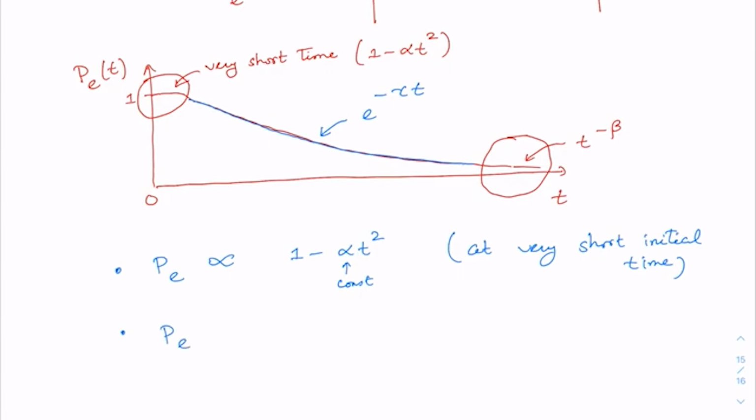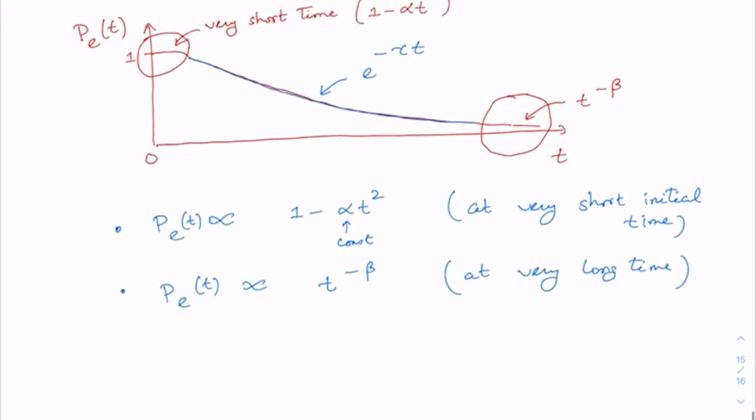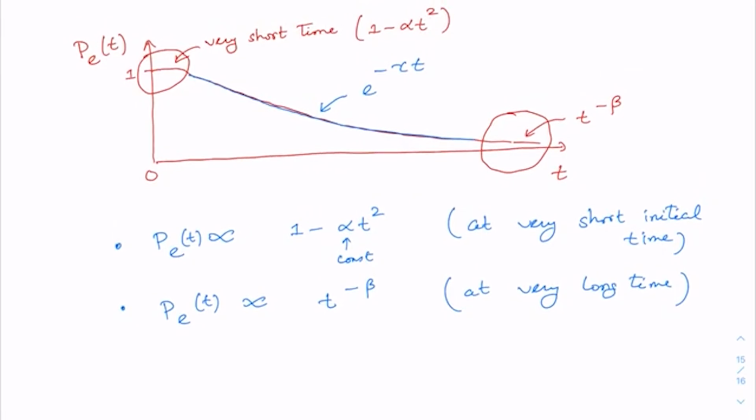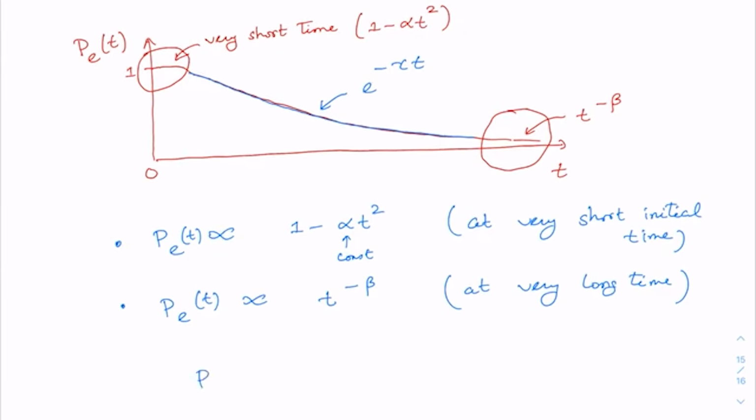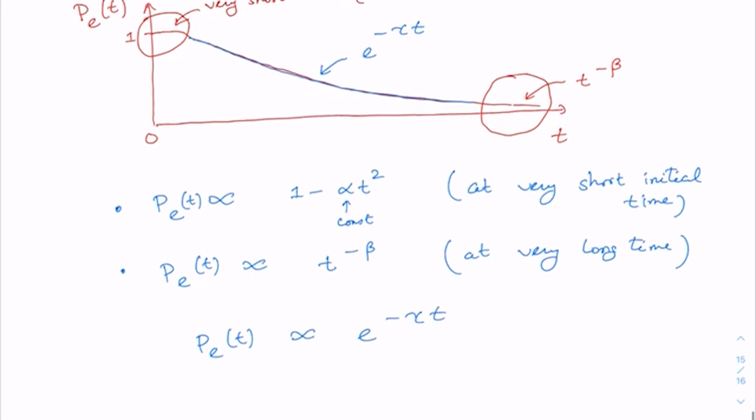On the other hand, this probability at very large time or long time will go by this power law, where this beta is a constant. So this is the case at very long time. These two regimes actually do not matter much in real atoms, and we can easily keep the exponential decay part only. So we can just focus on this part, so that the probability decays exponentially in this way. So gamma is the so-called decay constant.